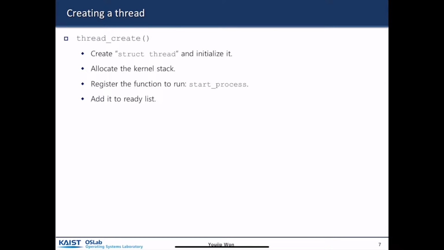Let's look at the details of thread create. This is a function that creates a new thread structure. It creates a new thread structure and initializes it. It allocates the kernel stack, and it registers the function to run. Register means putting the value of the instruction pointer, or instruction counter, at the entry point of the given process, and then adding it to the ready list. Well, it sounds conceptual, so we have to look at the code.